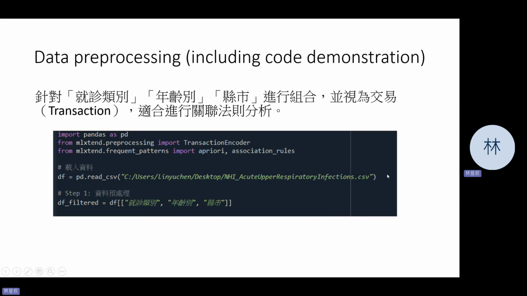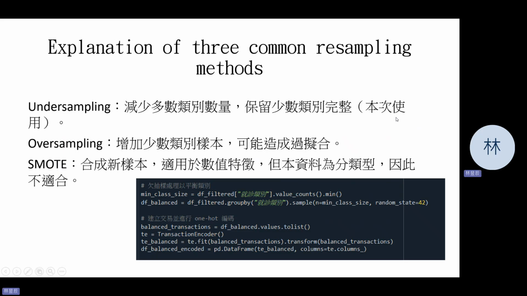Okay, now I'm going to talk about data preprocessing, including code demonstration. Combining medical treatment category, age, and county, and treating them as transactions is suitable for association rule analysis. And I'm going to talk about explanation of 3 common resampling methods.